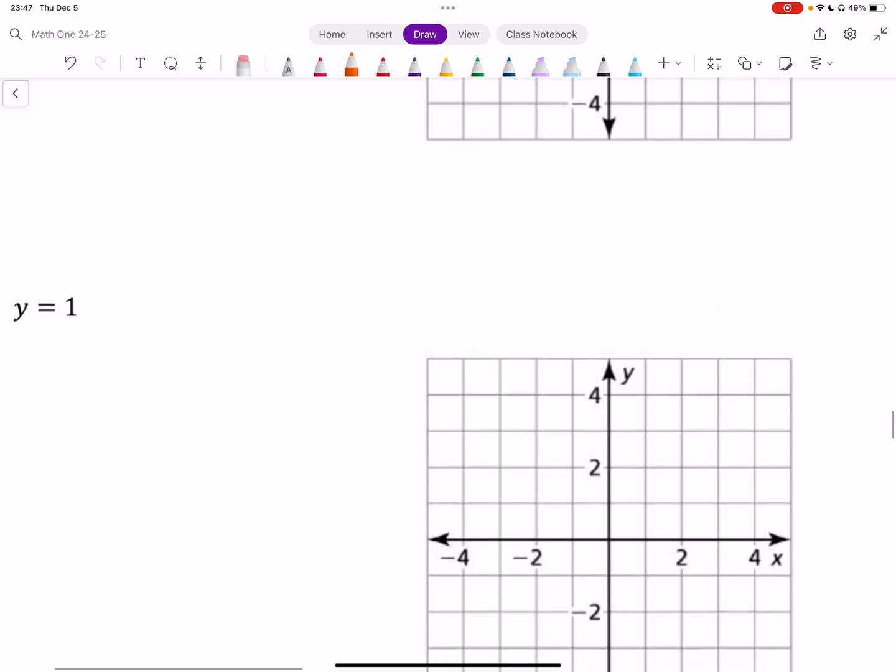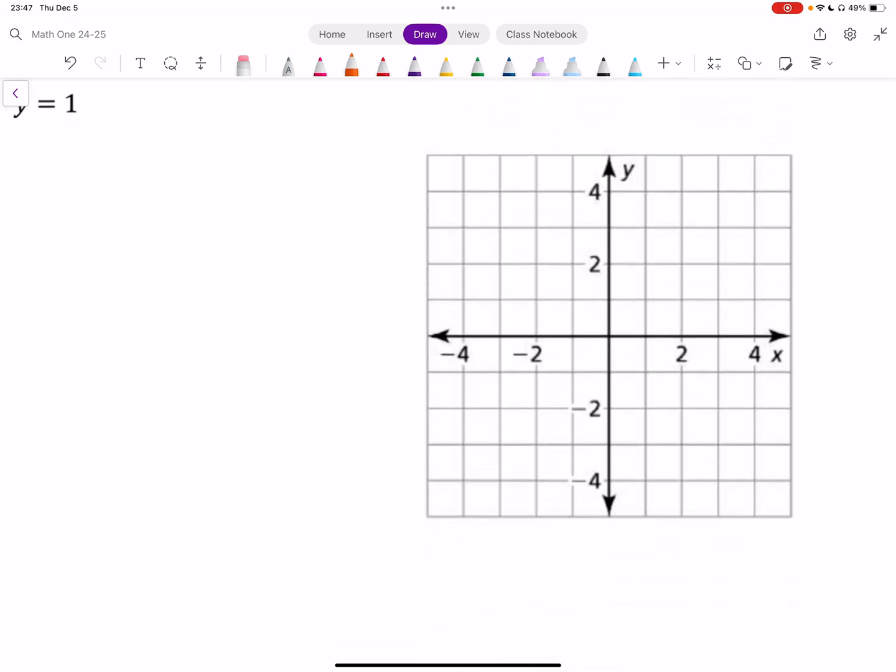Take a look at the next problem. y is equal to 1. Once again, looking at the coordinate plane, I find where y equals 1 and make a point. But I could also note that y equals 1 here, here, here, all the way to infinity in both directions. Therefore, I can graph this equation by connecting those points to form a line and adding arrows on both ends.